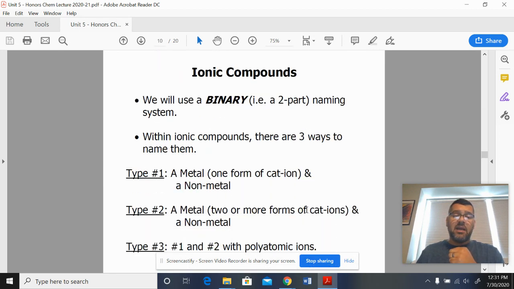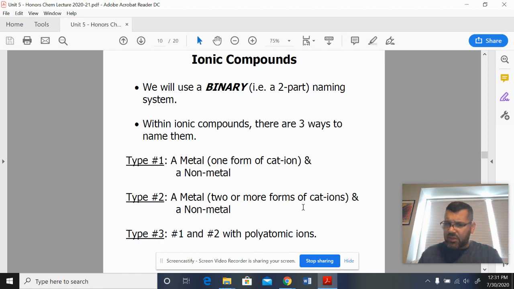So when you're naming ionic compounds, we're going to use what's called a binary naming system. And a binary system has got two parts to it. Now, within that, there's three types of naming, and they're very similar, but a couple of little things are different. The first type is when you're dealing with a metal with a nonmetal. The second type is a metal with a nonmetal, but the metal is special. And the third type is either type 1 or type 2, but when you have polyatomic ions, which we've talked about.